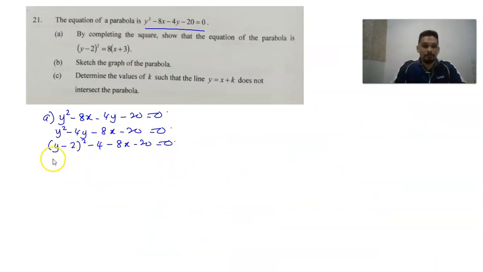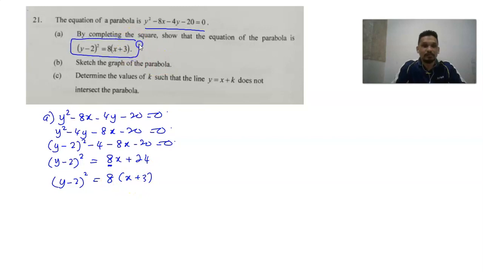So (y minus 2) squared equals, bringing this to the other side, positive 8x. Negative 20 minus 4 is negative 24, which becomes positive 24 on the other side. Factorize 8, then you get 8 times x equals 8x, and 8 times 3 equals 24. So (y minus 2) squared equals 8 times (x plus 3). Done.